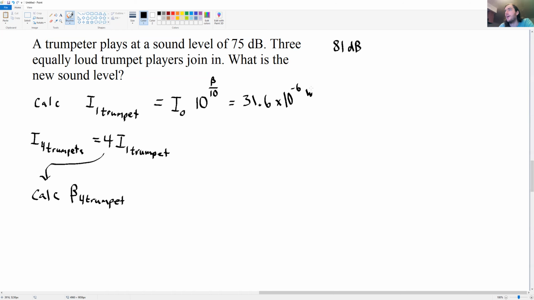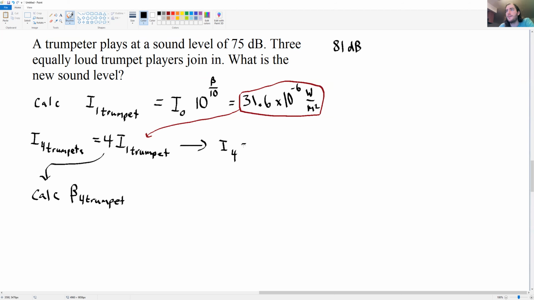Just double check I got the order of magnitude right. Wolfram Alpha doesn't always write it in scientific notation, so yes, this looks correct here. Now that we have this, like I said, we can take this and plug it into this expression to get the intensity for 4 trumpet players. So the intensity for 4 trumpet players is 126.4 times 10 to the minus 6 watts per meter squared.